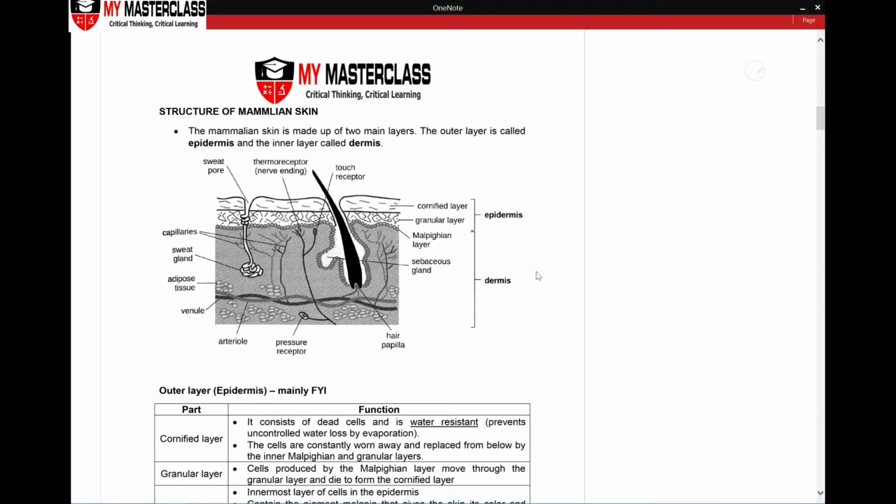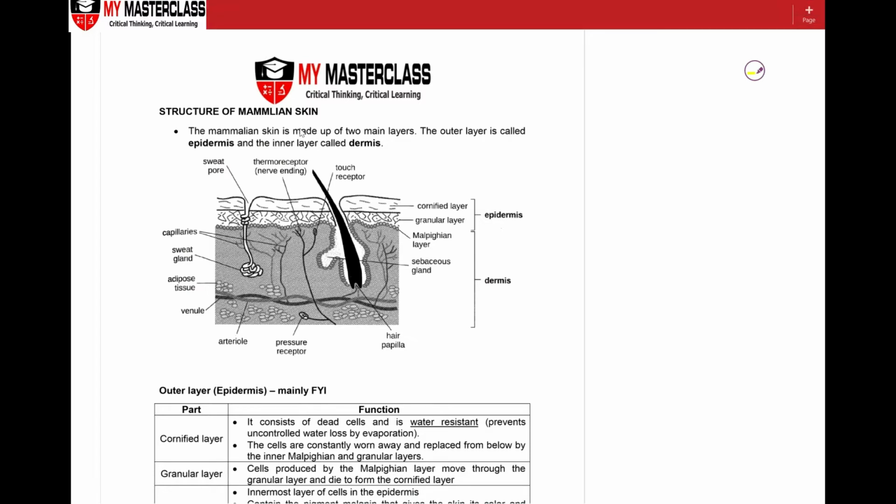So for today's part of the video, we'll be looking at the structure of the mammalian skin and how the structure is involved in homeostasis of temperature itself. So you will have to identify the different parts of the skin itself, and you're expected to. Okay, but of course certain things like cornified layer, granular layer is not really in the syllabus itself.